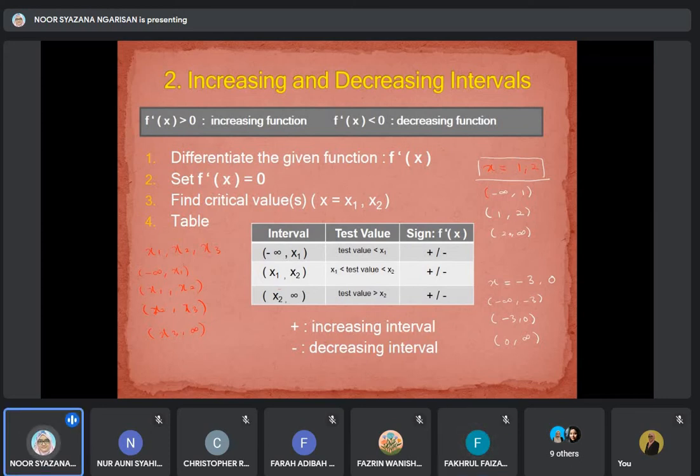Okay. And from the last interval, from 2 until positive infinity. Give me one test value. 3. 3, 4, 5, 6 and so on. Okay, very good. Okay, kita buat yang ni pula. From the first interval, negative infinity, negative 3. Apa test value yang kita boleh pilih? Negative 4. Negative 4, negative 5, negative 6 and so on.